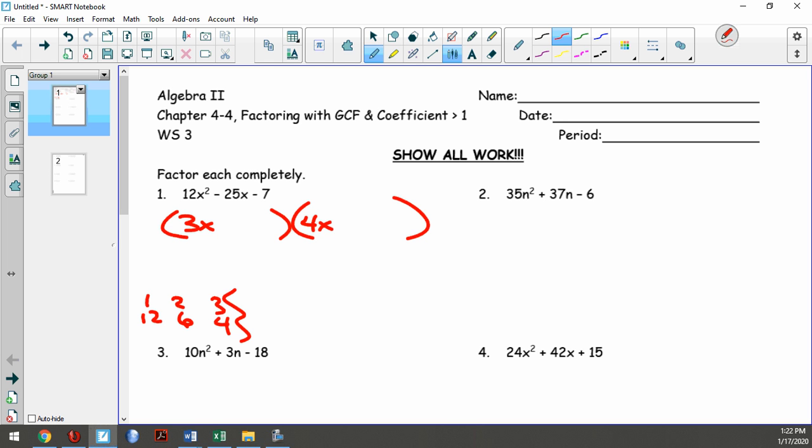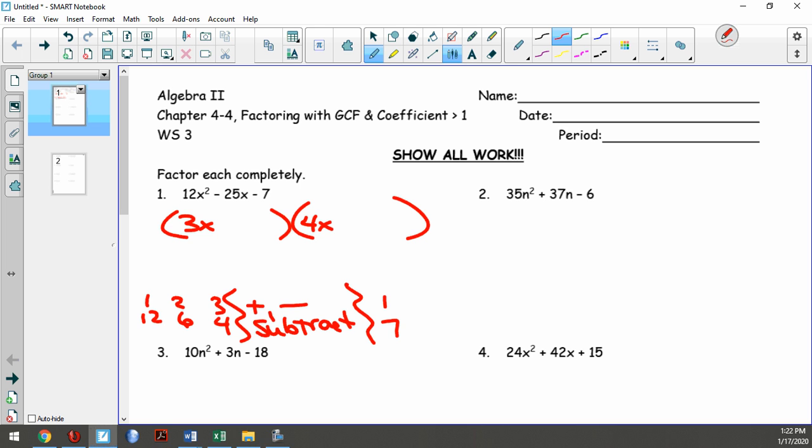Okay, now, next, you're going to look at the last term sign. What is the last term sign? Negative. So what does that imply about our signs? They are going to be opposite, and we are going to subtract. Correct? Now, what are the factors of 7? 1 and 7. Now, I need you to logically think about where you are going to put the 7 at.